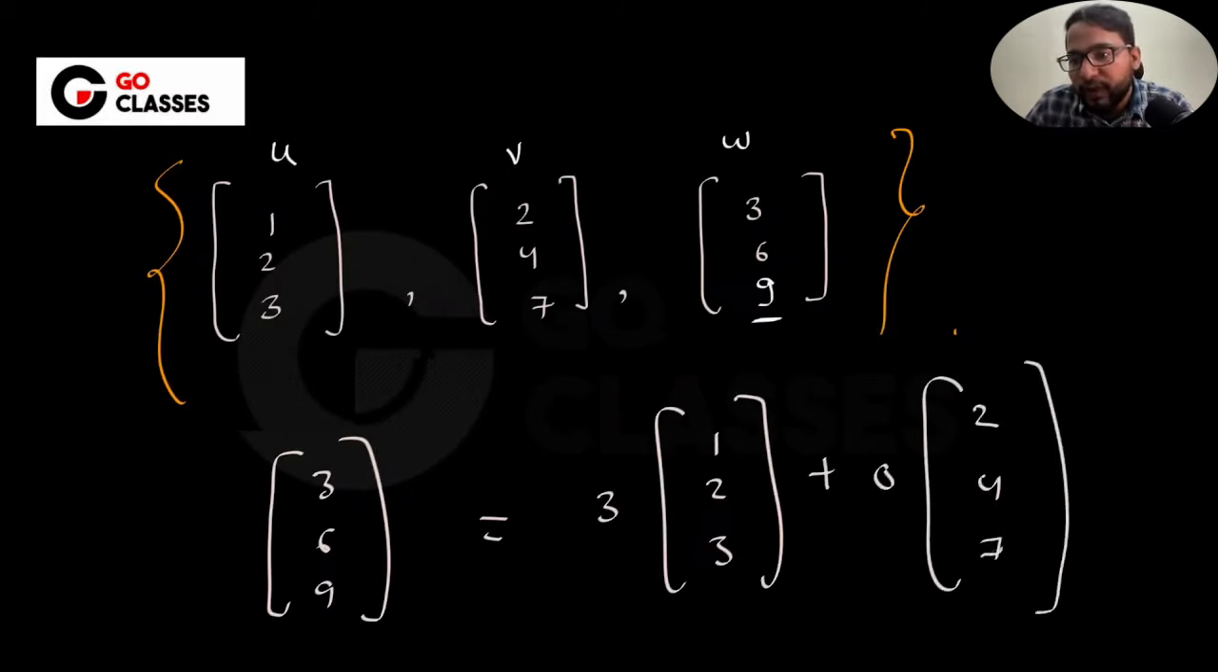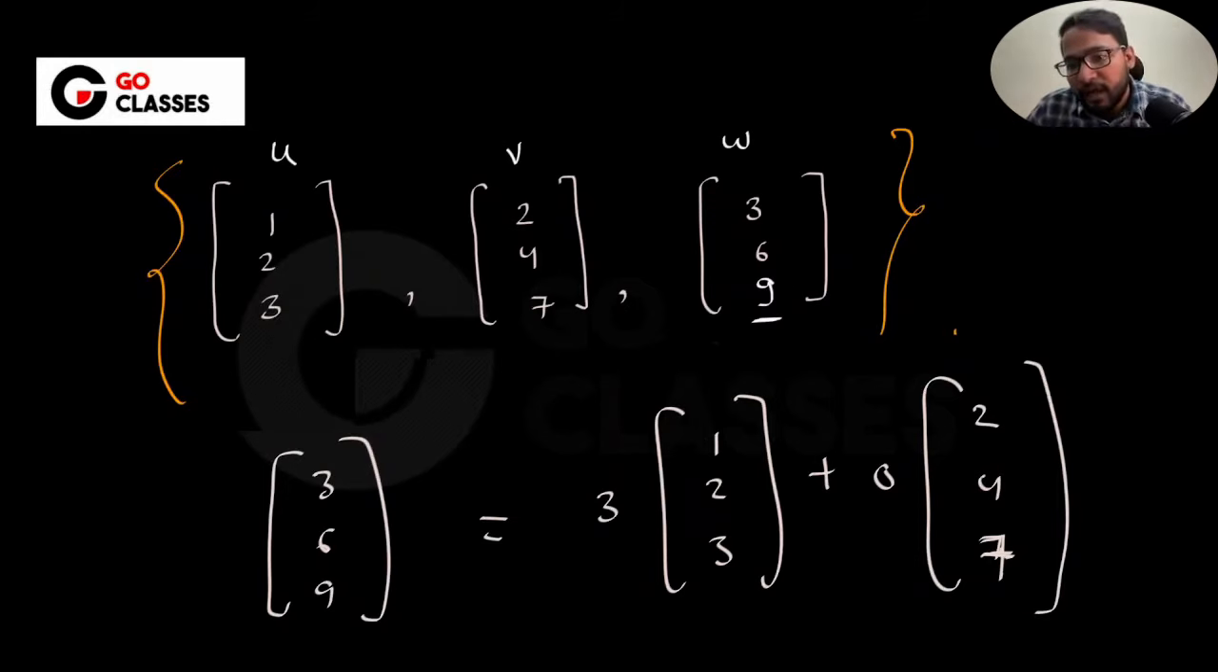Can you represent at least one of the vectors? I'm not saying all of the vectors. You can represent this vector, 3, 6, 9, as a linear combination of other vectors, right? So let's go step by step. Given a set of vectors, I can represent one of the vectors, 3, 6, 9, as a linear combination of other vectors. Now there are a few questions that I want to answer.